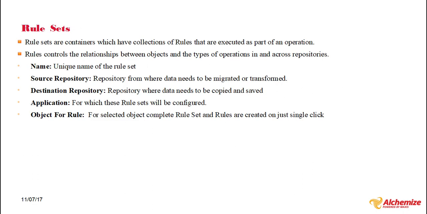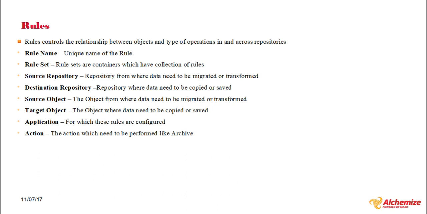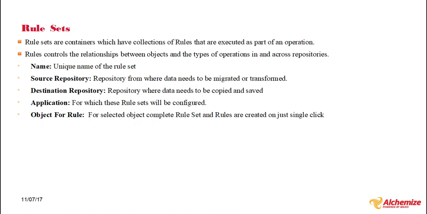Rule sets are simply a collection of rules, or in other words, the container which holds the collection of rules. Rules are the means to execute your particular operation, such as an archive or a migration. In the rule set, a rule controls the relationship between the objects from source repository and the destination repository. You will need a unit name for creating this rule set.